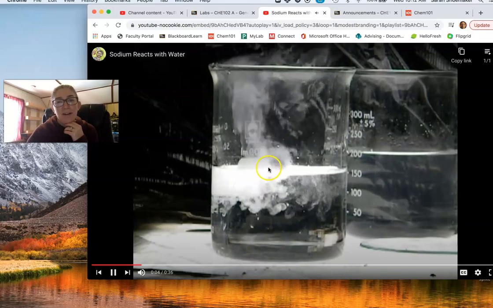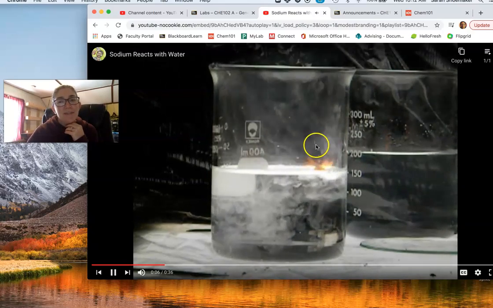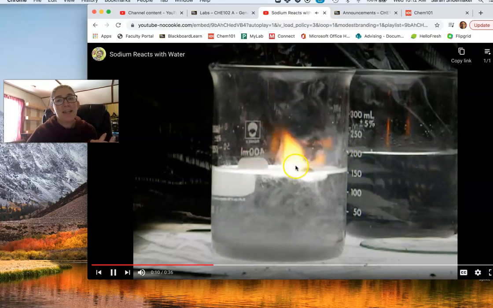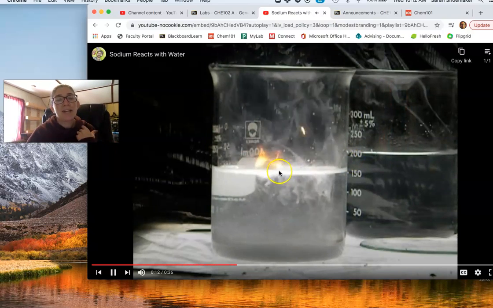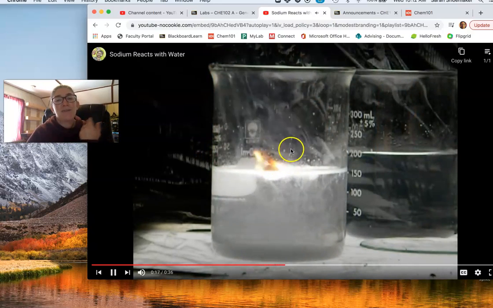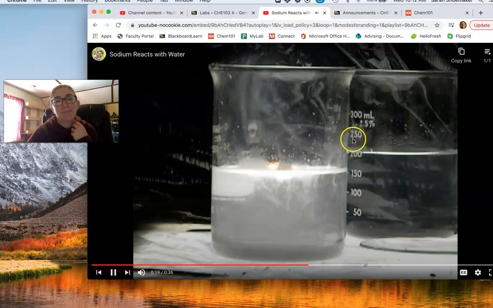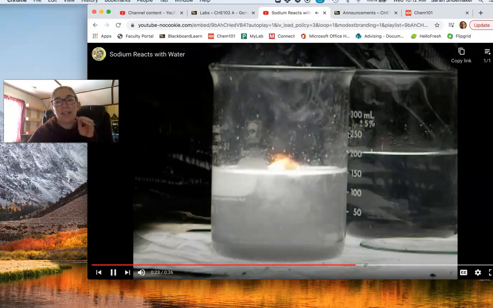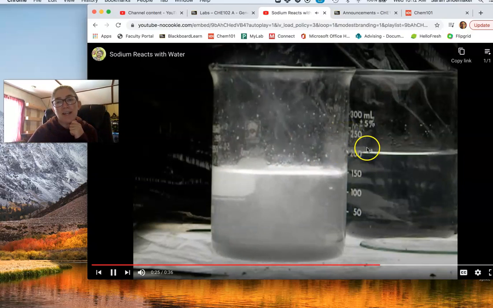This is just water. And notice all this gas coming off. This is hydrogen gas, which is super flammable, which is why it lights on fire. It lights on fire because this is a very exothermic reaction, and the energy from the reaction is enough to ignite that hydrogen gas. And so you get a nice burn. Sometimes it sparks and does a little firework thingy. Firework pops there.